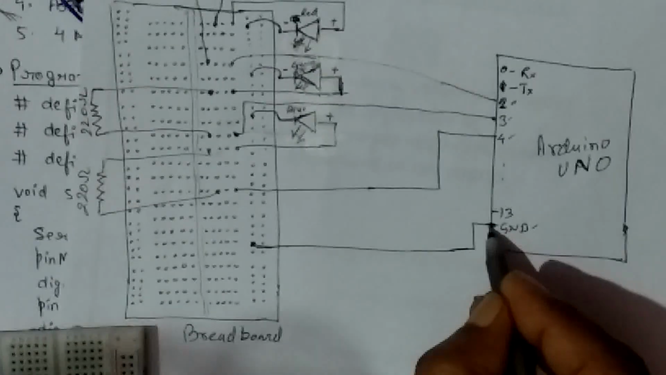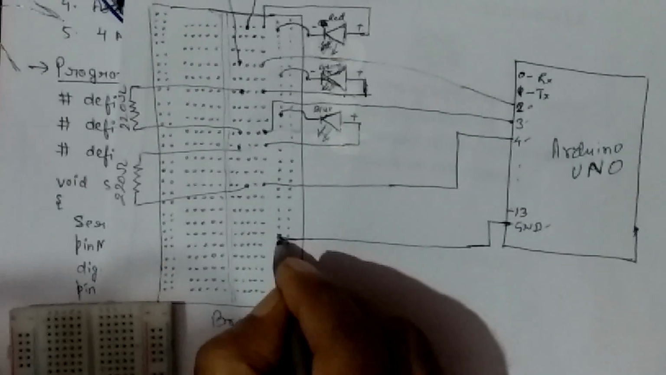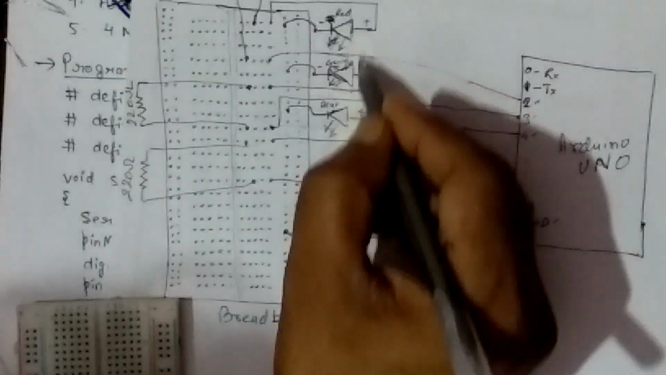One pin of this ground jumper is connected with this ground, and the other is connected with this second row, and you know all these rows are in series. I have taken a common ground and this ground will work for all 3 LEDs.